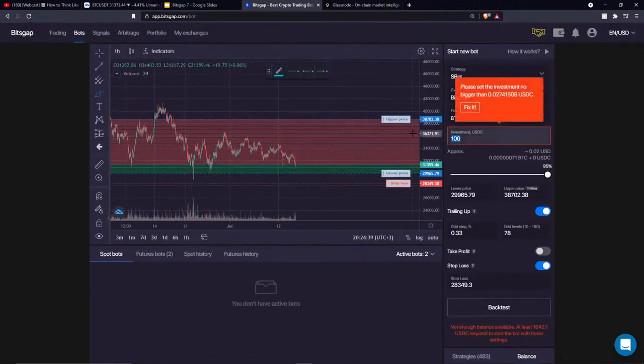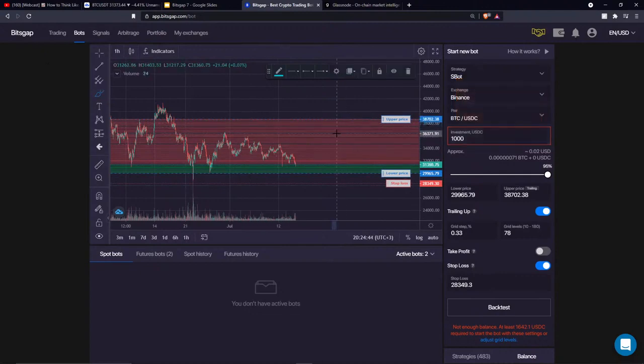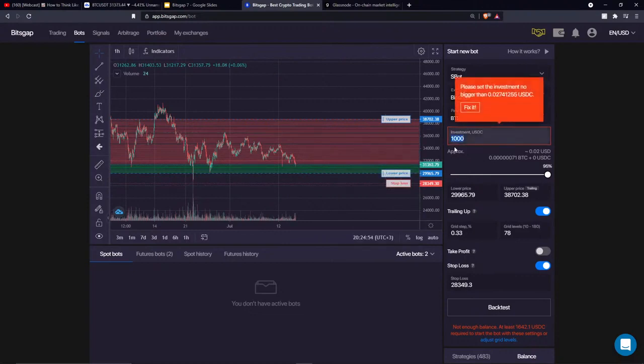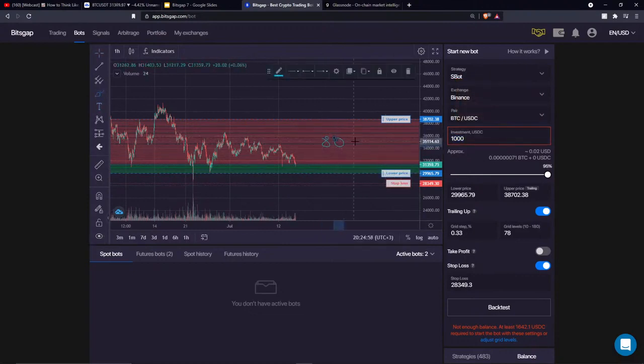But anyway, let's say that's $1,000, and you can clearly see that's around 80% of your sell orders and around 20% of your buy orders. So 80% out of 1,000 is going to be exactly 800 USDT. So as you enter this trade, you will be in the market in the base currency, which is Bitcoin, worth $800.